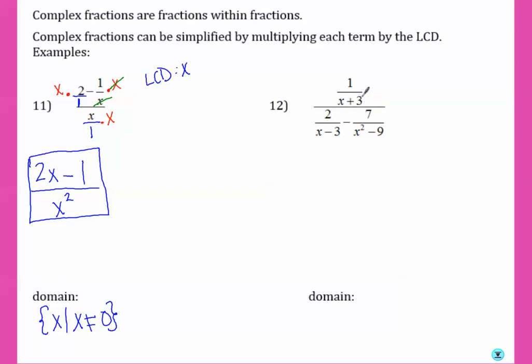So number 12, we've got 3 denominators, x plus 3, x minus 3, and x squared minus 9. We know that factors to x plus 3 and x minus 3, which means our LCD is x plus 3 and x minus 3. So multiply all 3 terms by the LCD.